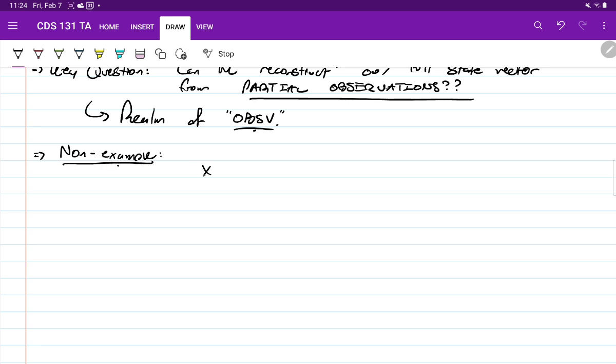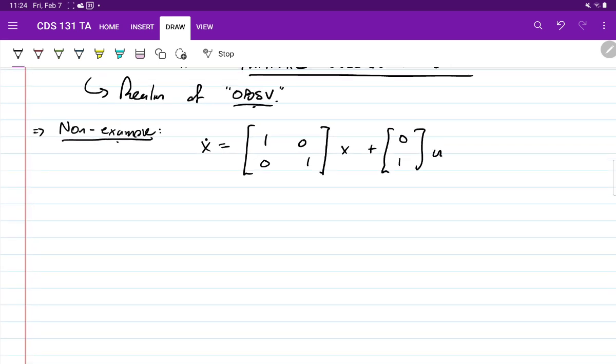So let's say I take a system with dynamics x dot equals [[1, 1], [0, 0]] times x plus, let's say, [0, 1] times u. Now I'm going to be interested in the output as well, because we're talking about observability. So let's say my output equation is y equals [1, 0] times x.